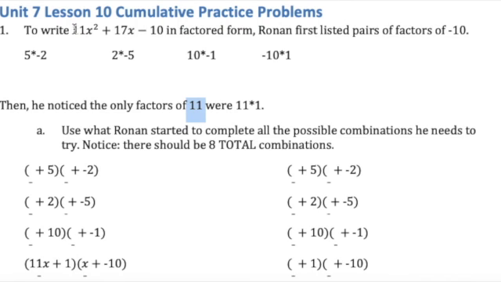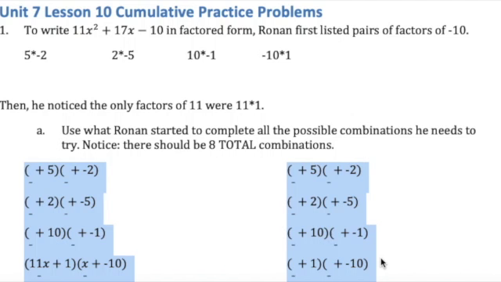So to rewrite 11x squared plus 17x minus 10 in factored form, Ronan first lists pairs of factors of negative 10. So we have the 4 different pairs of factors that multiply to get negative 10. And he noticed the only factors of 11 were 11 and 1. So he started and he was like, all right, let me just write out a bunch of different combinations of factored expression pairs. And that's really our main goal, is to just get used to writing out all the different possible combinations of factor pairs we can use.